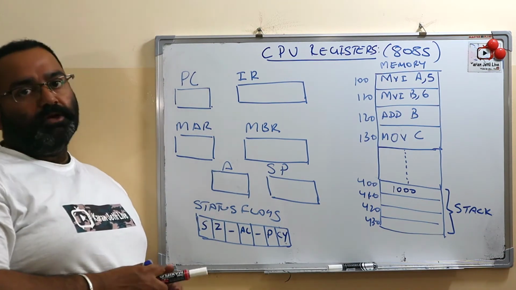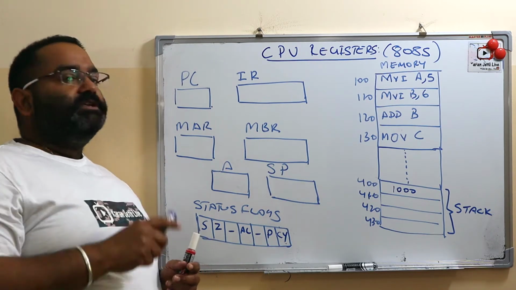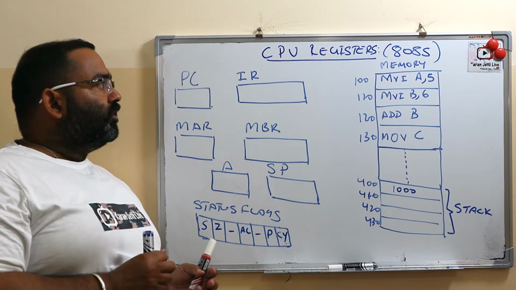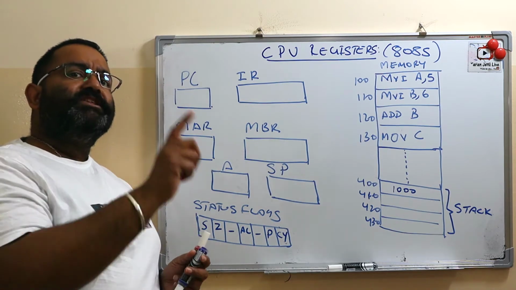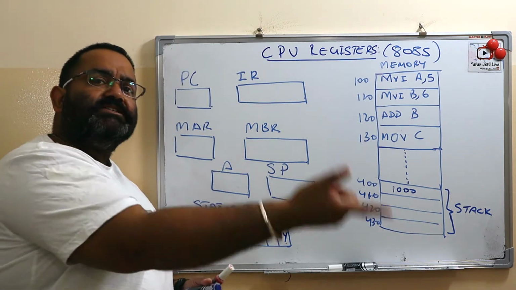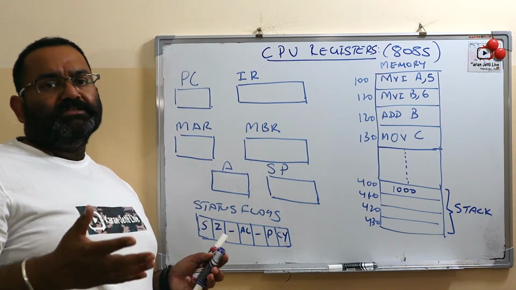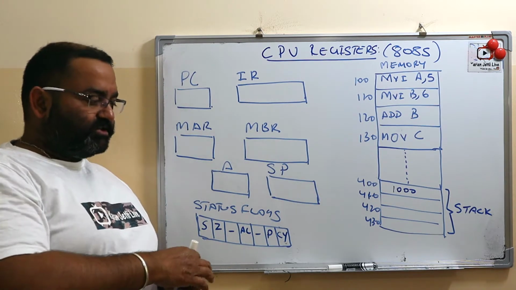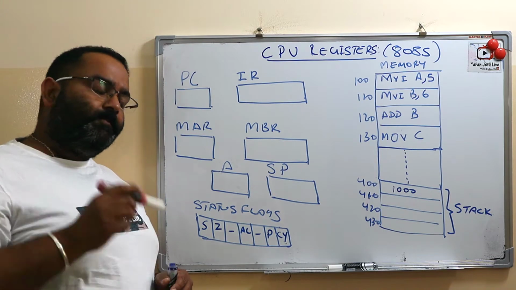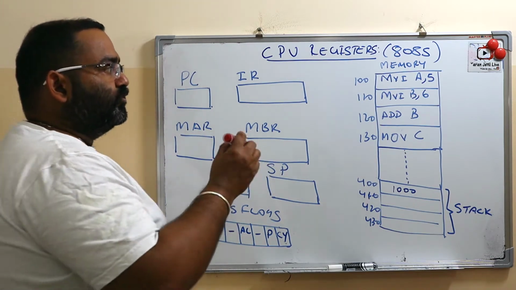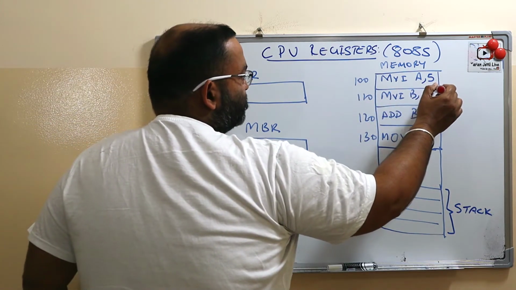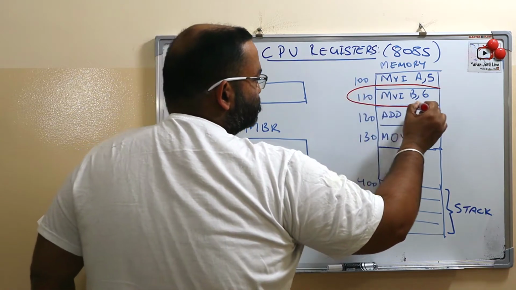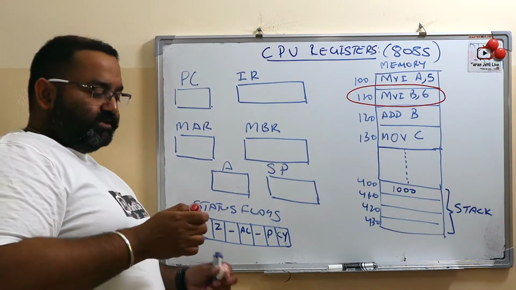Coming to the point, what is a program counter? The program counter is the register which stores the address of the next instruction which the CPU will process. Suppose presently the CPU is here. This is the present instruction.